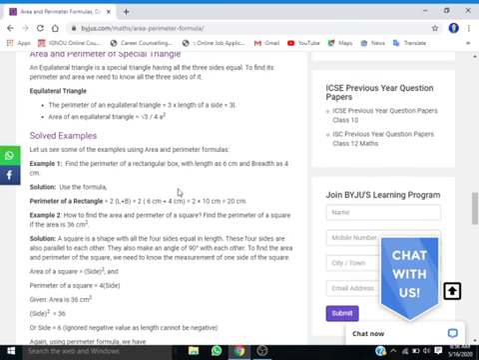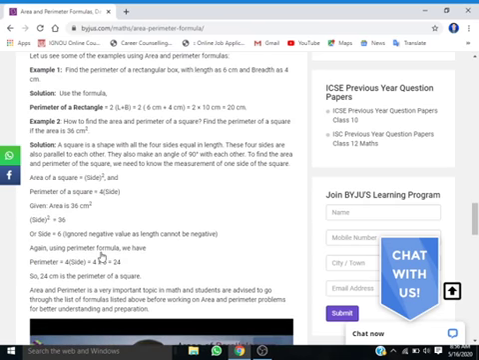Next, let's share some examples we have considered here. Find the perimeter of a rectangular box with length 6 cm and breadth 4 cm. When we want to write the perimeter, we apply the formula 2 times (length plus breadth). It becomes 2 times (6 cm plus 4 cm), so 2 times 6 plus 4, which is 2 into 10, 20 cm.